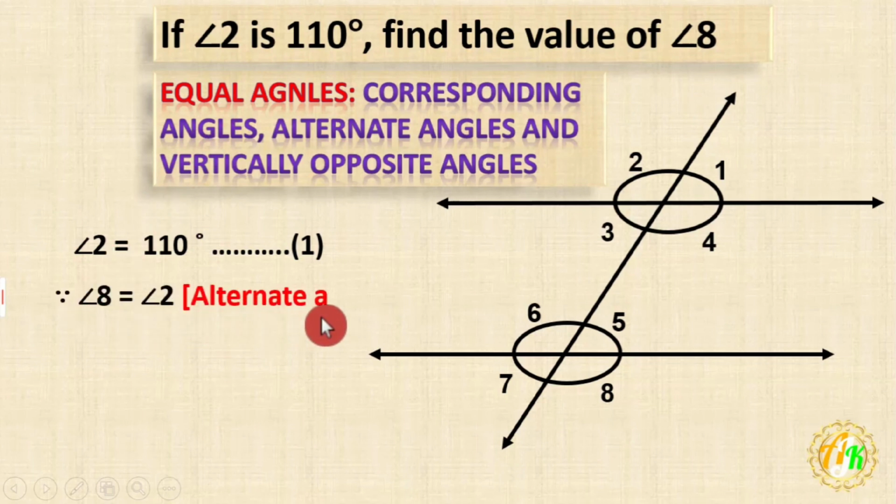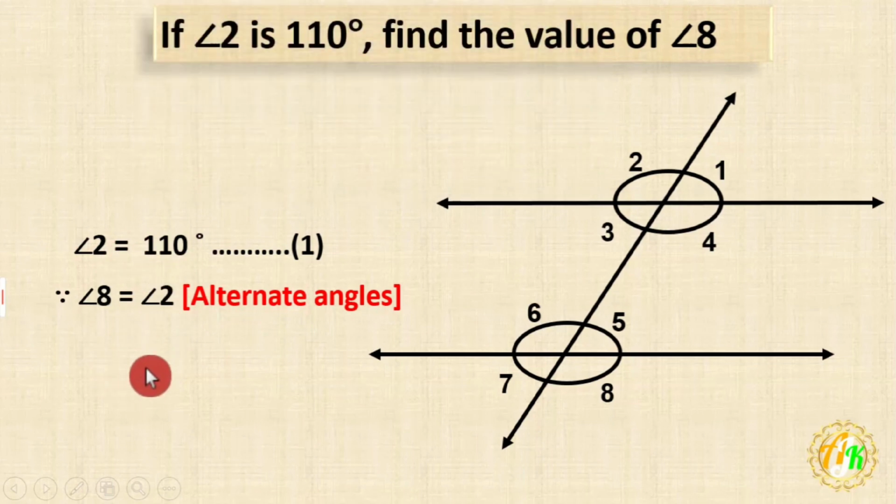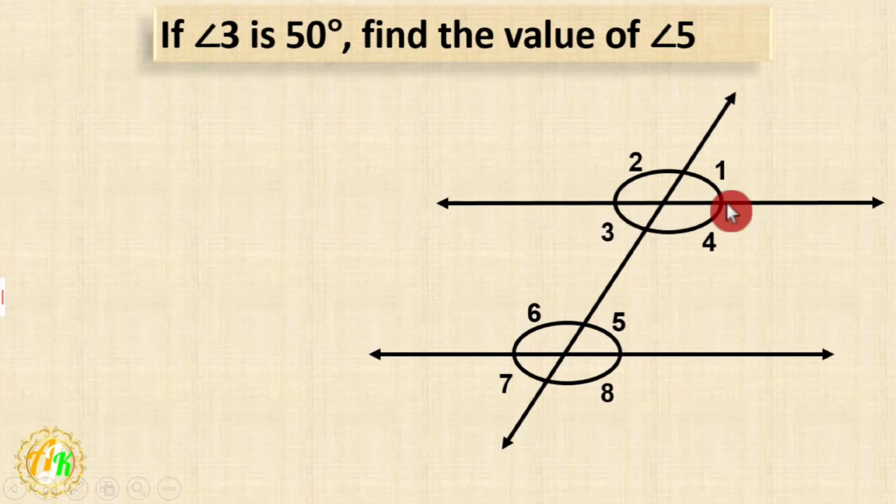Now angle 8 equal to angle 2, alternate angles. Now we will write the value of angle 2 just below it. And angle 8 as it is, angle 8 equal to 110 from 1, it's the answer. Next question: if angle 3 is 50 degree, find the value of angle 5. We have to find the value of angle 5.